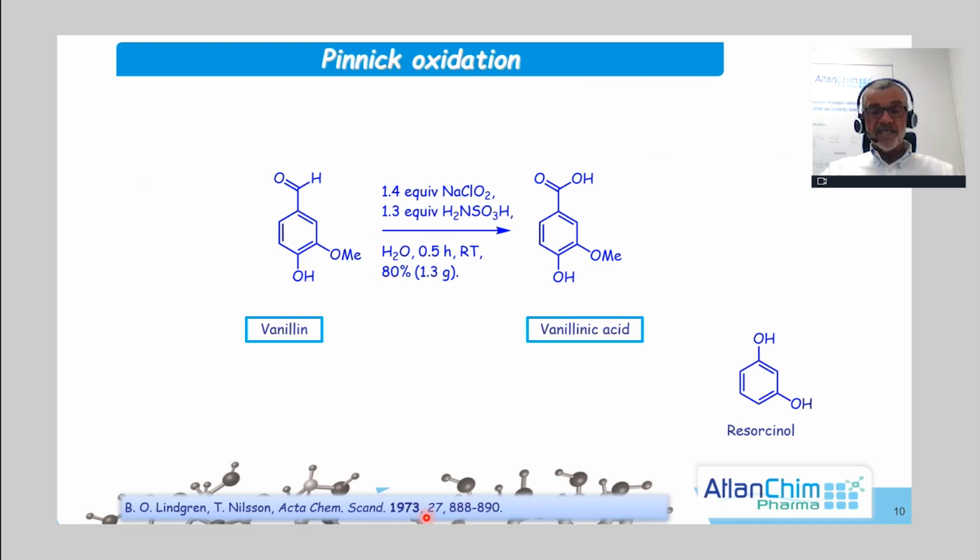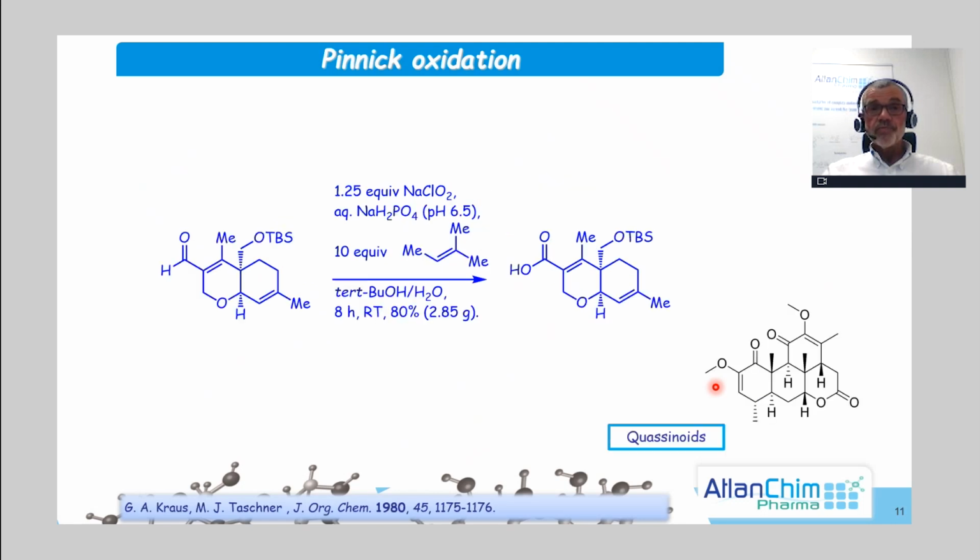In 1973, Lindgren was the first to apply sodium chloride with scavengers such as sulfamic acid to convert vanillin to the corresponding vanillic acid in a good yield at room temperature in water, as presented on this slide. He also used resorcinol as a scavenger with vanillin and obtained the same yield.